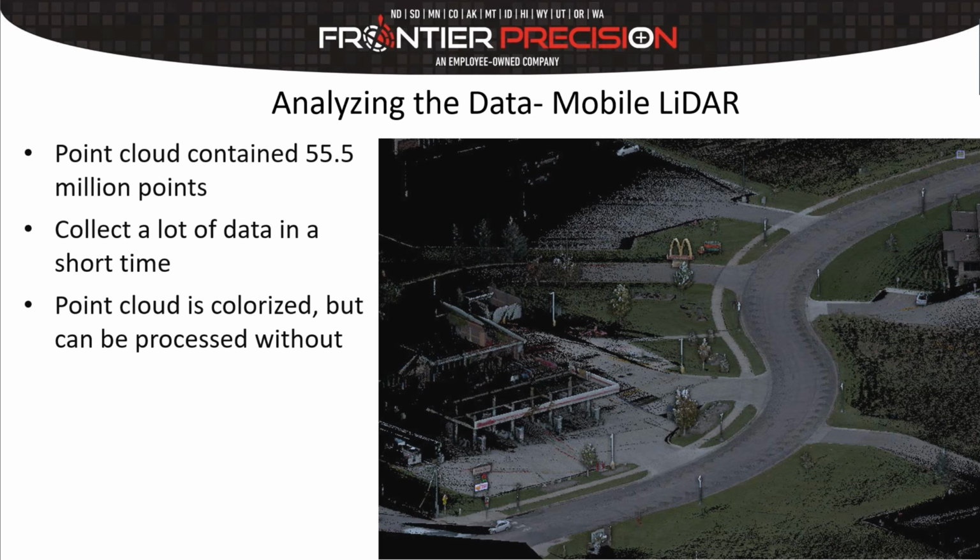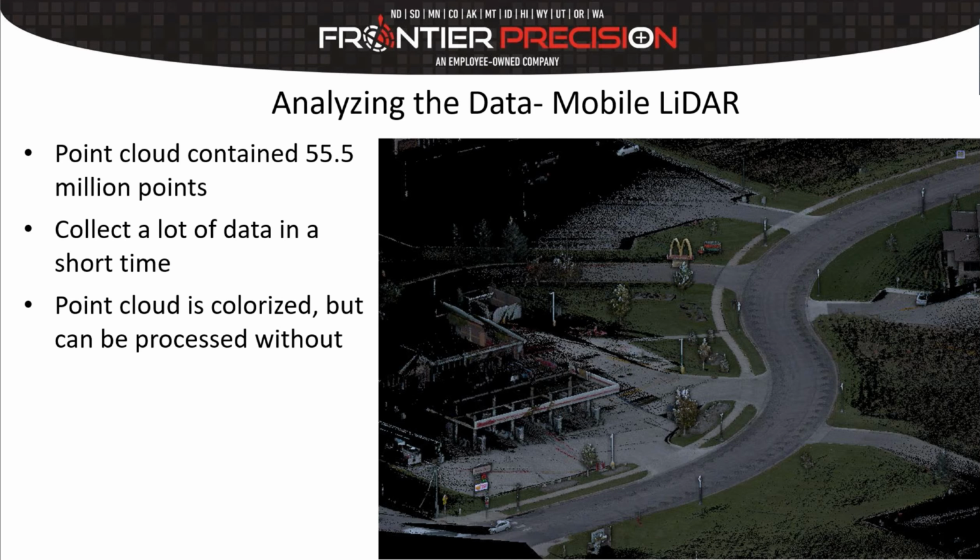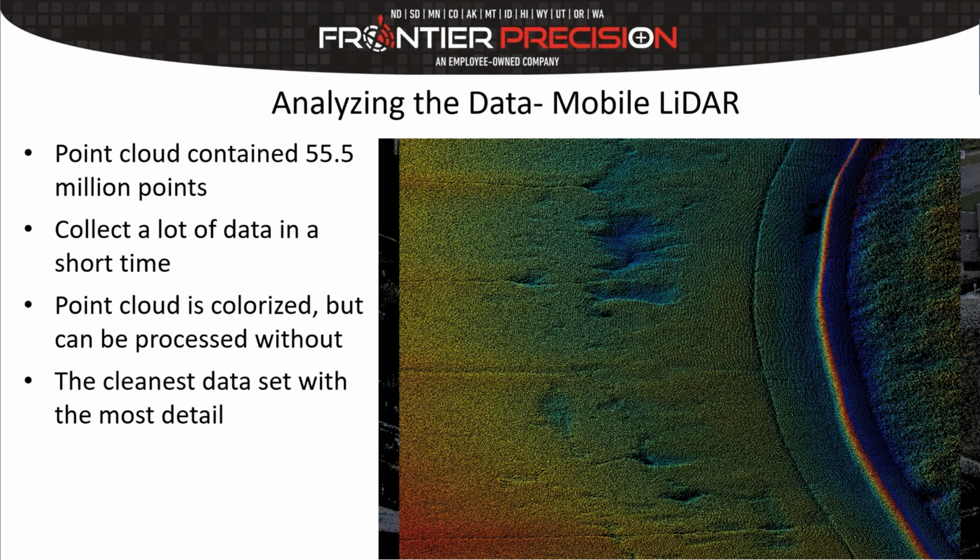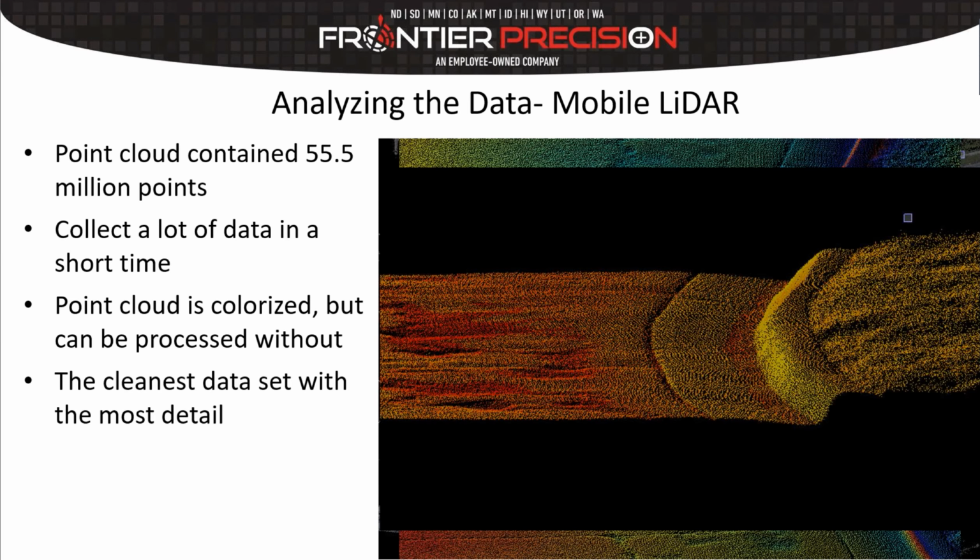The point cloud itself was about 55.5 million points. So, again, that took just under a minute to collect. So we got a lot of data in a short amount of time. The point cloud was colorized, but you don't have to do that step. But this was by far the cleanest data set with the most detail. This is an elevation-based rendering, so you can really see those potholes in the road kind of jump out at you. And then cutting that limit box side view, you can see there's not a lot of fuzz or noise in that point cloud. It looked really nice.